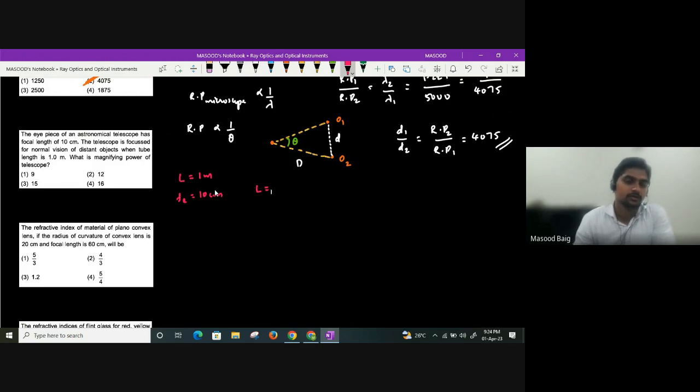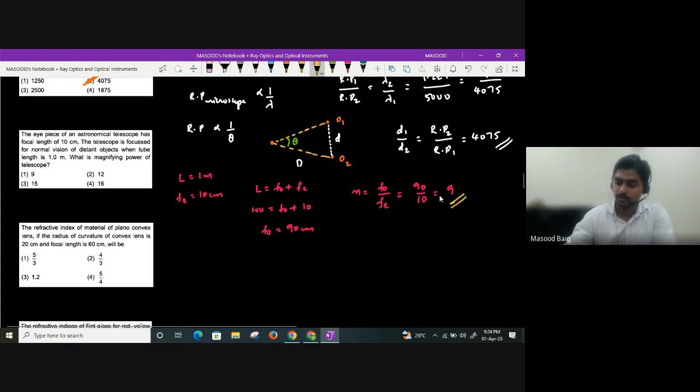What will you write length of the telescope as, guys? It will be basically F0 plus FE. So I can write 1 meter is 100 centimeters. So you'll get 100 centimeters will be F0 plus FE, where FE value is 10. F0 value will be 90 centimeters. Normal vision means normal adjustment. I've told you normal adjustment is also relaxed eye condition, guys. So what is magnification I'm going to get? F0 over FE, which is 90 over 10, which will be 9, guys. Clear, everyone?